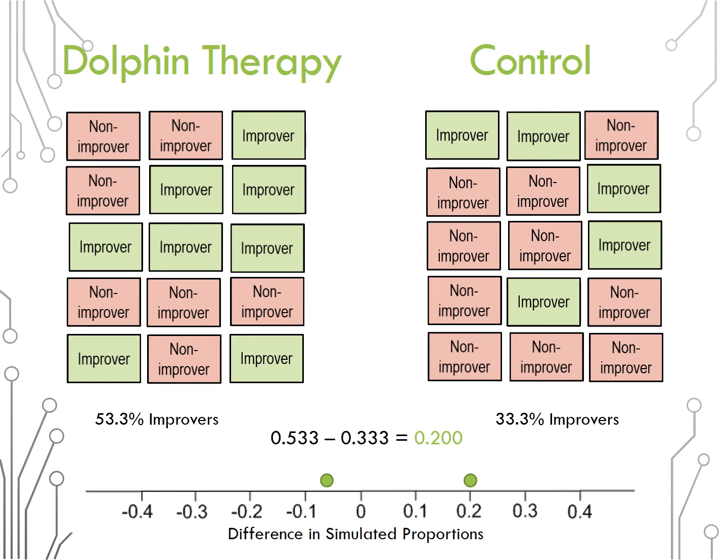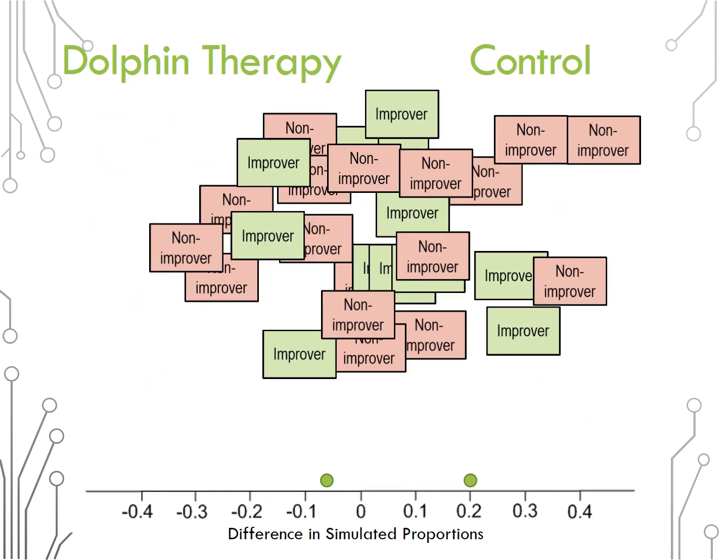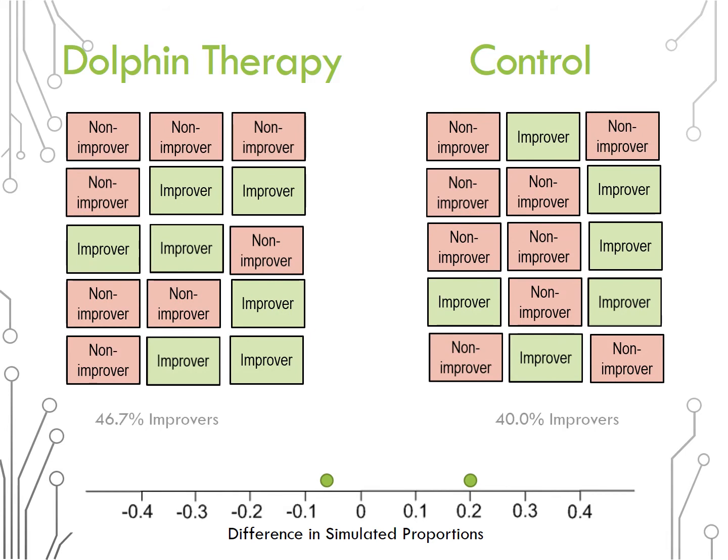Let's repeat that one more time. Shuffle the cards together, ignoring what group they were in and just leaving whether they improved or not on the card. Find the difference in conditional proportions and plot that number. Of course, we need more than 3 dots, perhaps closer to 1,000. Remember, our observed sample proportion was 0.467. Let's see how likely that is.